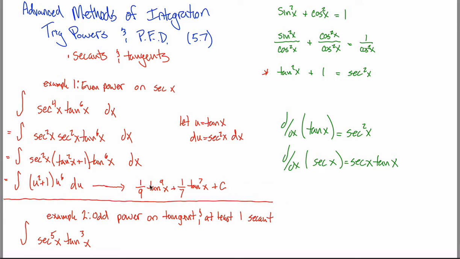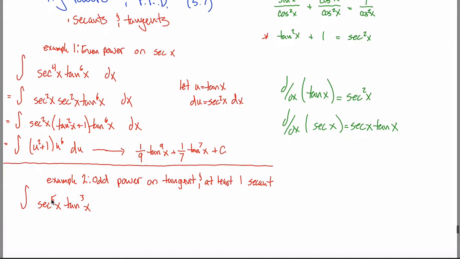And so maybe you're like, okay, I guess that'll work fine as long as I have an even power on my secant, but what if I don't? Like down here where I have an odd power on my secant. Well, if you have an odd power on your secant, you can't do this little trick, but it's possible that there's a saving grace. If your tangent has an odd power, then there's still a way you can get them done.